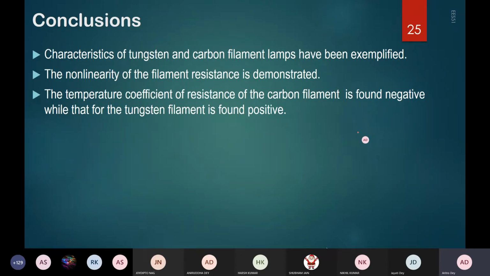So the conclusion is that the characteristics of carbon and tungsten filament lamps have been demonstrated. Nonlinearity of the filament resistance is also demonstrated. The temperature coefficient can be interpreted from the VI characteristics, and which is positive and which is negative we can also say. So these are the conclusions which you should write in your report.